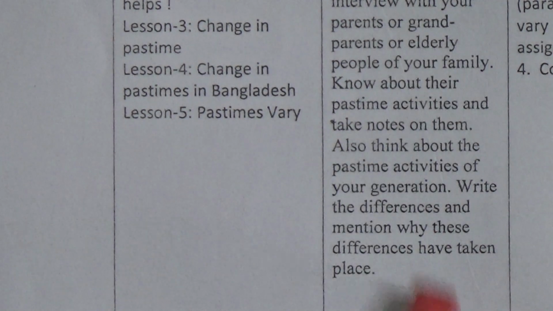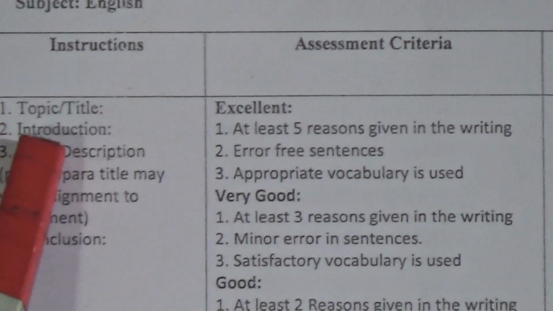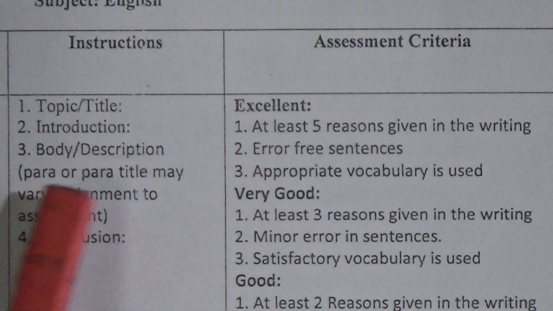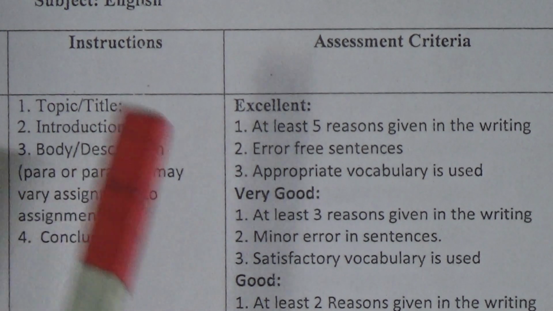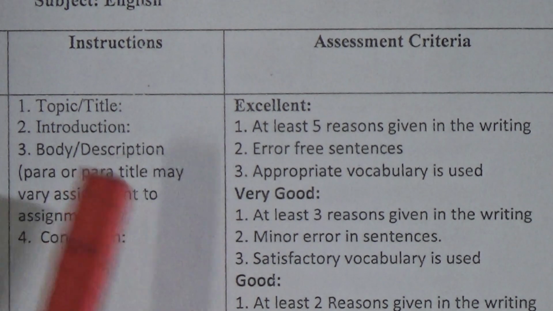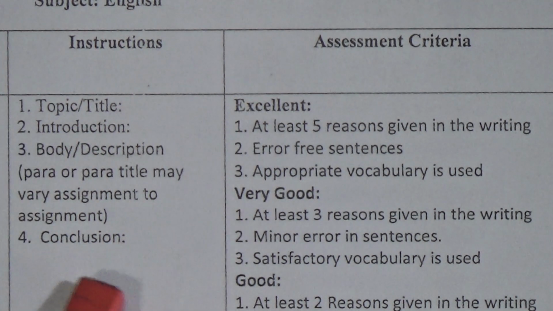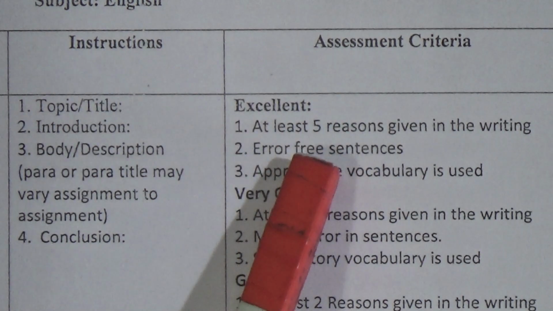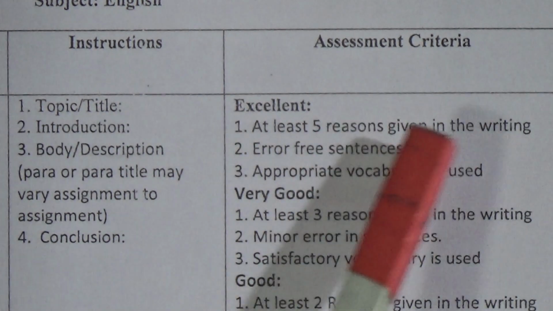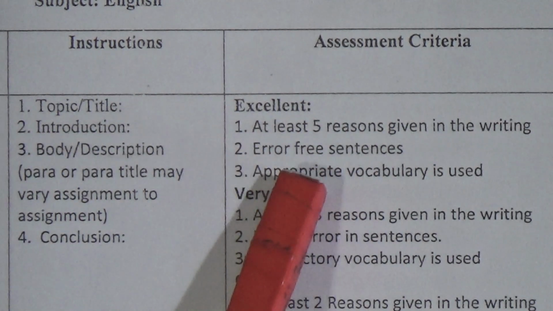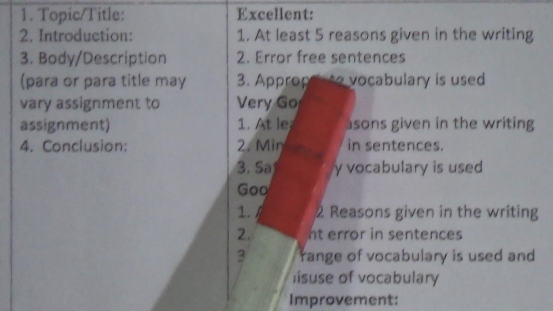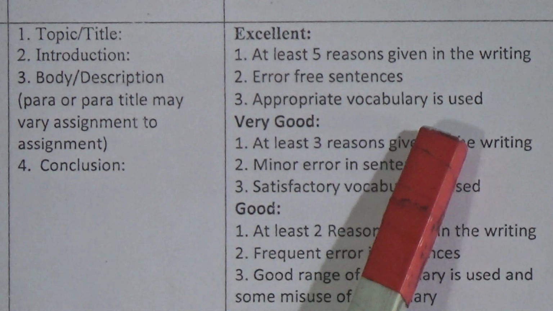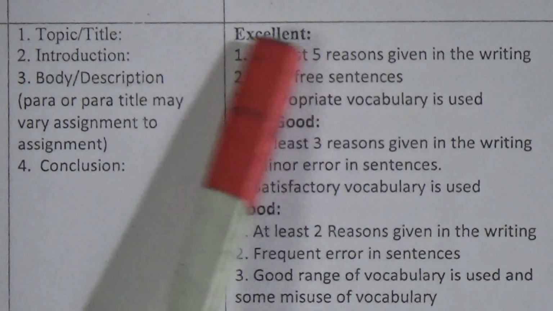So for this assignment, the instructions are: number 1, topic or title. Number 2, introduction. Number 3, body or description. Here you have to write paragraphs or paragraph titles, which may vary from assignment to assignment, and at last you have to provide a conclusion. So to get excellent, you must write at least 5 reasons in your writing, and there will be no errors in sentences. That means sentence structure must be complete. Number 3, appropriate vocabulary is used. So if you maintain these 3 points, you will get excellent.